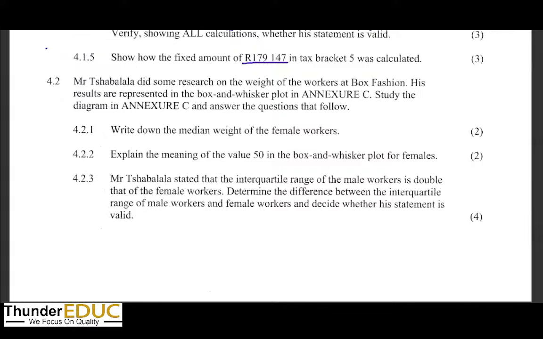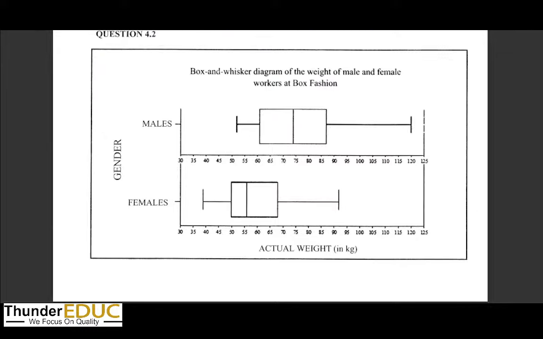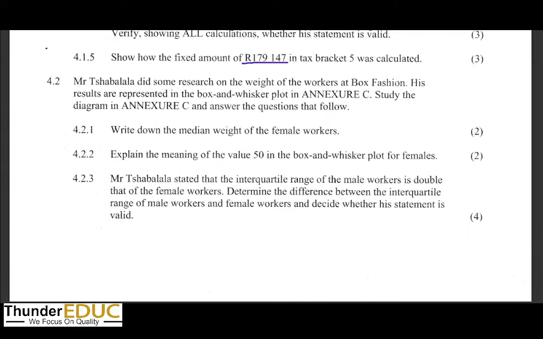Write down the median weight of female workers. Remember, this is the minimum. It's our Q1, Q2, Q3, and the maximum. Then the Q2 is the one representing the median. So these are male, these are female. So what is the median for female? It's 55. So we come here and we see.